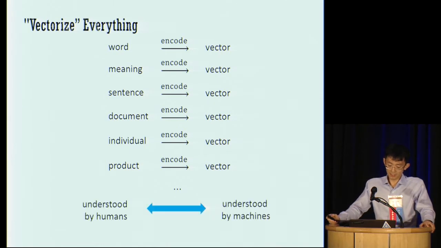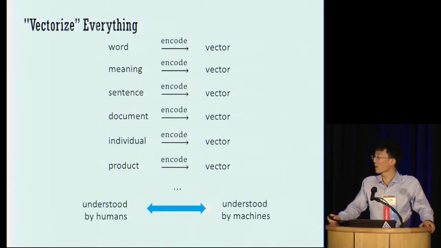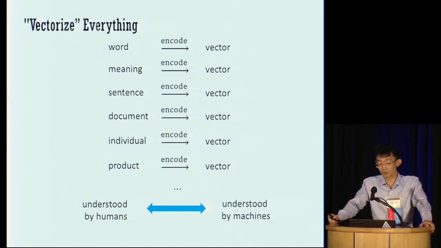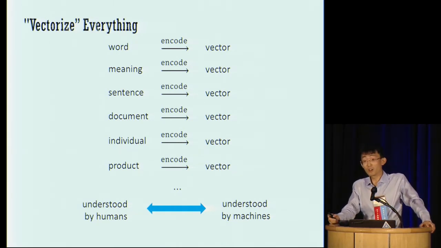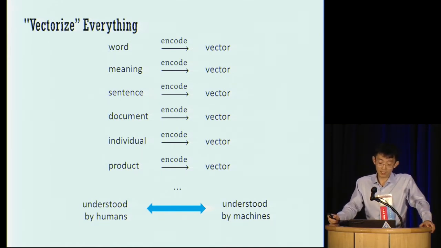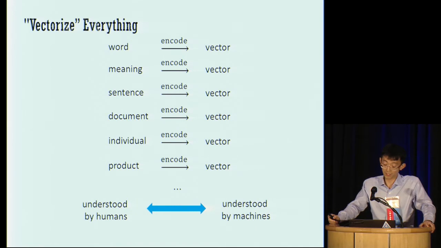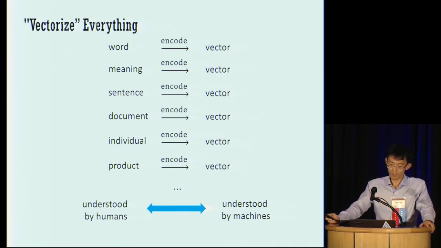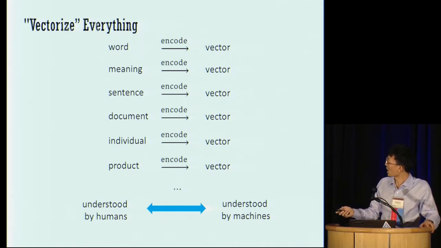And the key idea here is that on the left-hand side, we have these concepts that are understood by humans, and we translate or encode them into vectors which can be understood by machines. And if you know how we do these encoding steps, then we can also have the reverse direction so that we can understand what the machines are doing with all of these numbers. So this is about understanding the modeling part of deep learning.